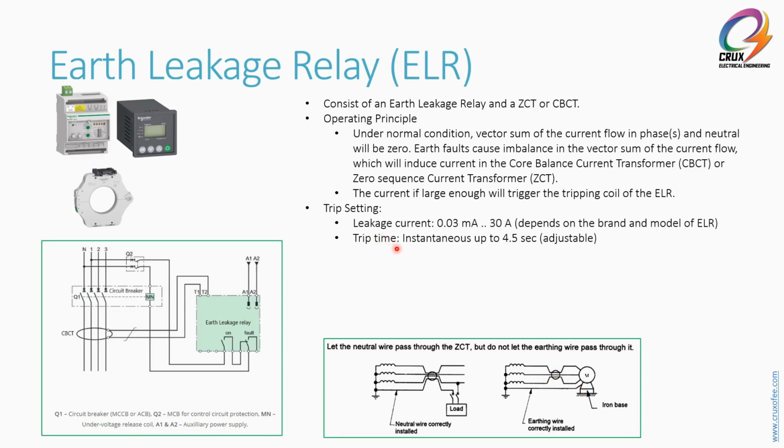So trip setting, as far as I have come to see, is Schneider and some other brands. They have from 0.03 or 30. Sorry, this is a typo. It's supposed to be 30 milliamps. From 30 milliamps up to 30 amps. So it depends on the brand. Some are adjustable, some are not. The trip time is also adjustable from instantaneous up to 4.5 seconds. This is based on the Schneider brand.